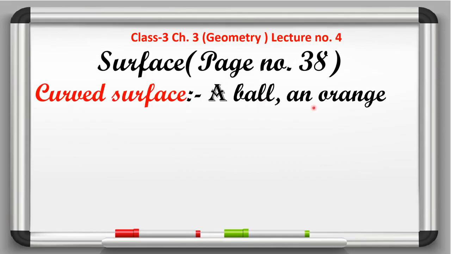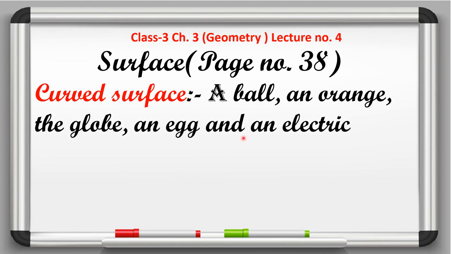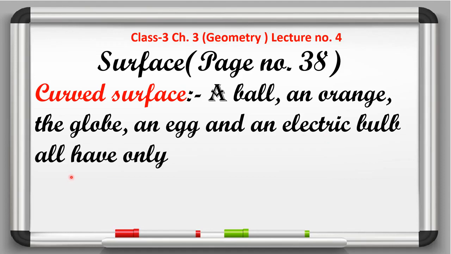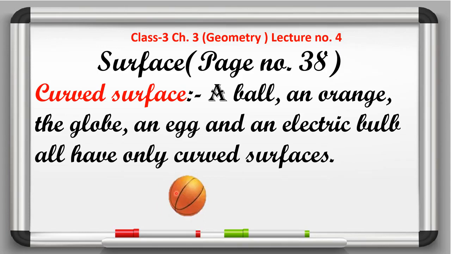A ball, an orange, the globe, an egg, and an electric bulb all have only curved surfaces. ठीक है, ball, orange, globe, egg और electric bulb, इन सब का जो surface होता है वो कैसा होता है जब हम इसे देखते हैं, that is curved surface. Okay, so here I am going to show you one or two objects like this football. It has curved surface. Okay, and this globe, it has also curved surface.